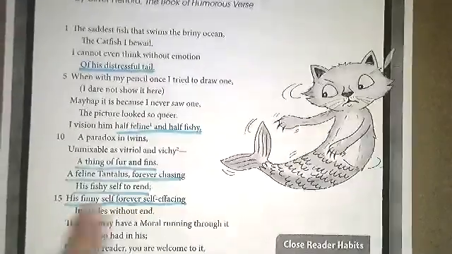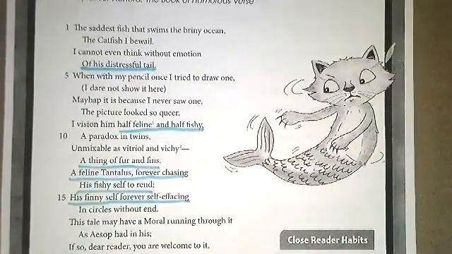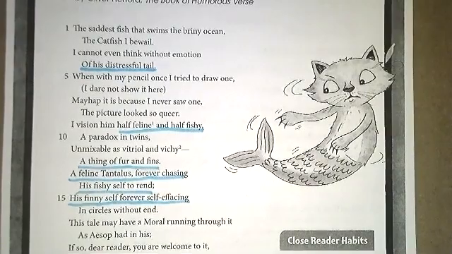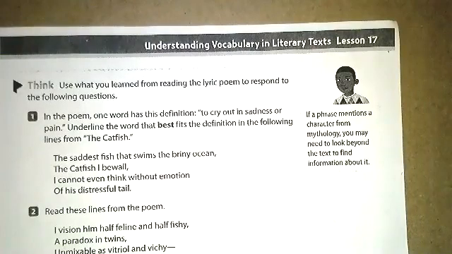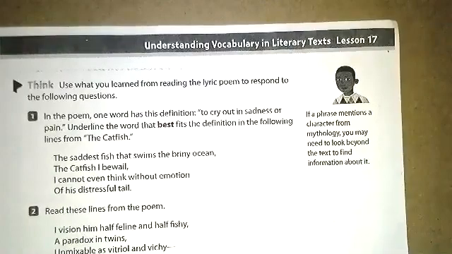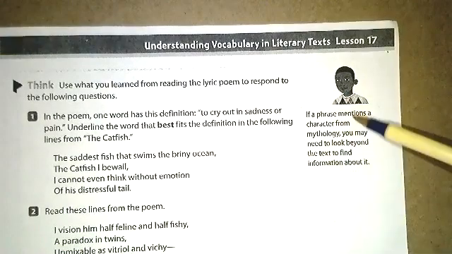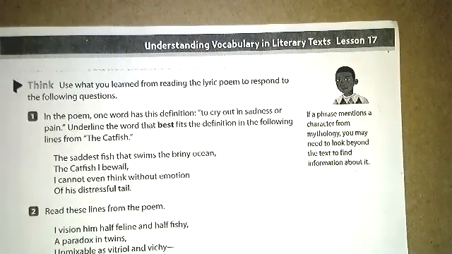So this poem can be a little tricky because it mentions someone who's in Greek mythology. So we're going to have to go over that and figure out who that is and how it relates to our poem. So looking at page 275 on the back, it says, use what you learned from reading the lyric poem to respond to the following questions. Over here, the character says, if a phrase mentions a character from mythology, you may need to look beyond the text to find information about it. So in this poem, it mentions Tantalus, but it doesn't tell us who or what that character is. So there may be a question where that comes up and we need more information that is not provided.